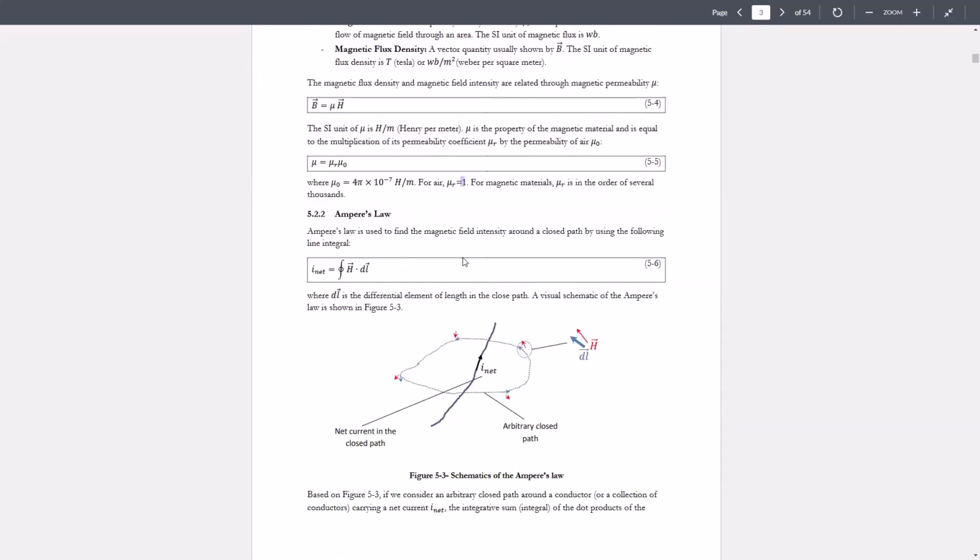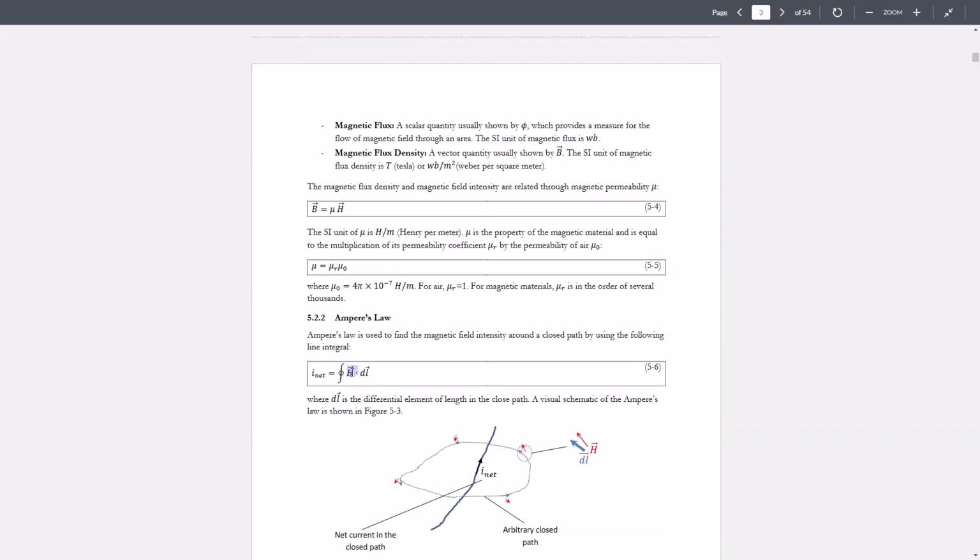Now, in order to understand how a magnetic field can be produced through an electric circuit or electric current, we have a law called Ampere's law. This law shows us how an electric current can produce a magnetic field. And that shows the relationship between the magnetic field intensity and the current that exists in a certain electric circuit.